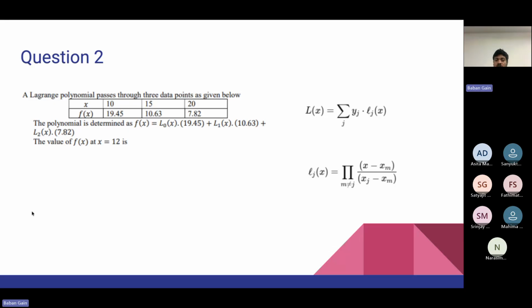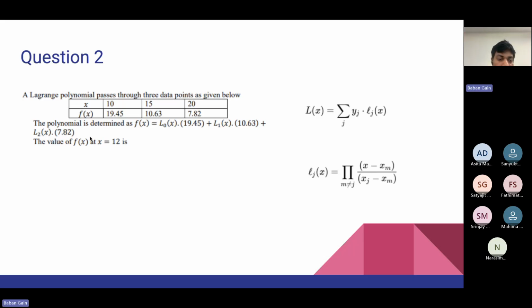So if you remember, the formula was L0(x) into y0 plus L1(x) into y1 and L2(x) into y2. We have already written y0, y1, y2. Now we have to find out this one only, and we have to put the value here, and we can just get the result.